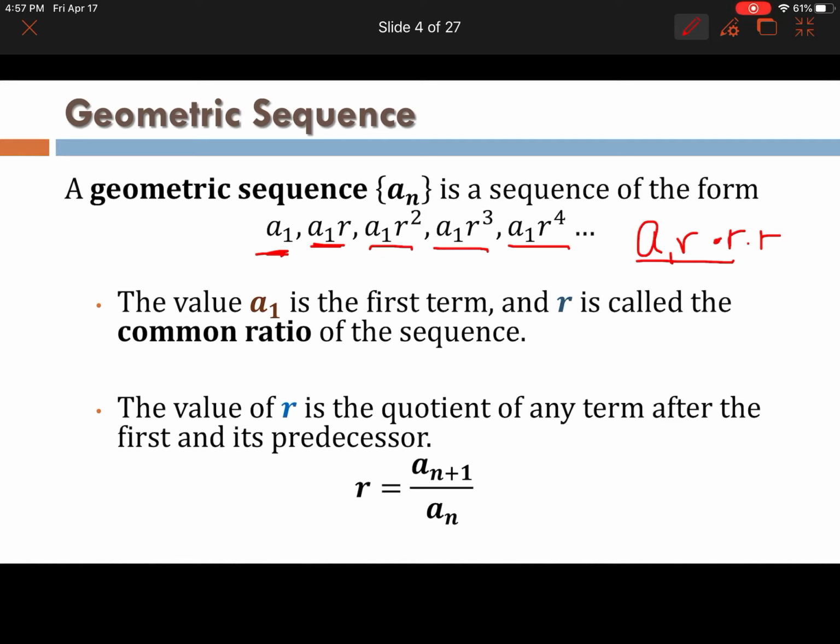Okay, so a sub 1 is this first term again, just like before, and r is the common ratio in this case, right? So any time you want to find r, a sub n plus 1 would be the term right after a sub n. You take any term, divide it by the number right before it, and that would be our r.